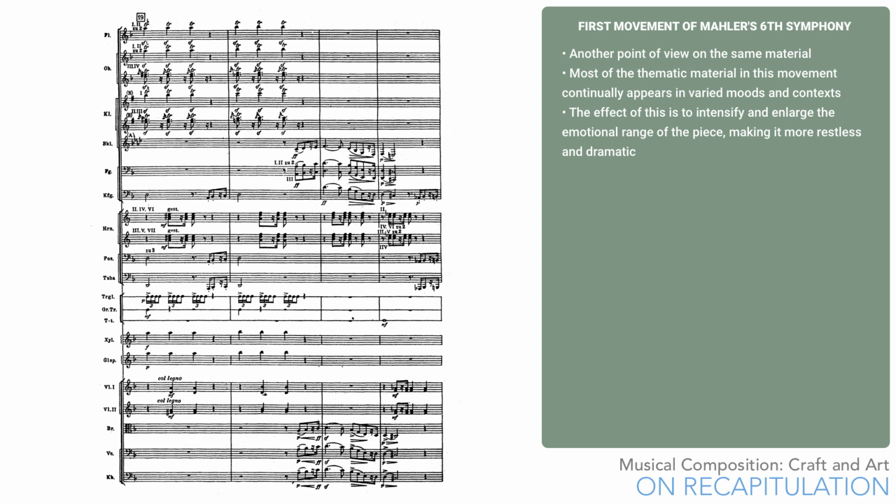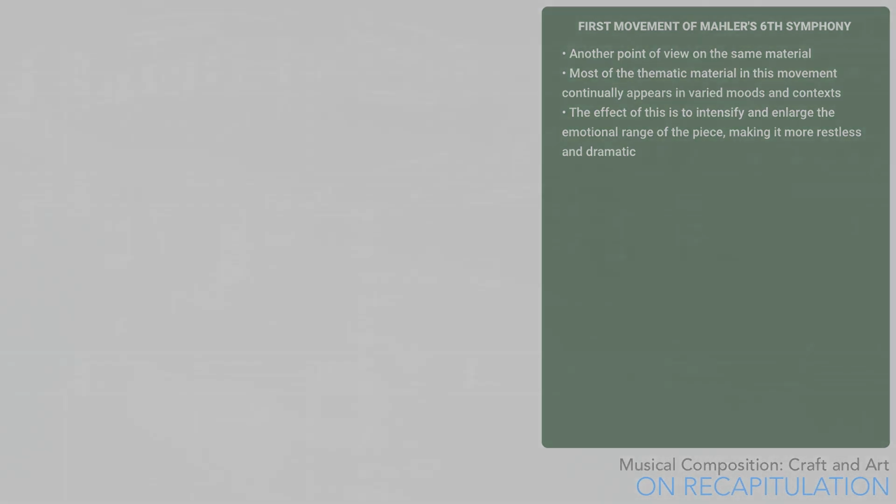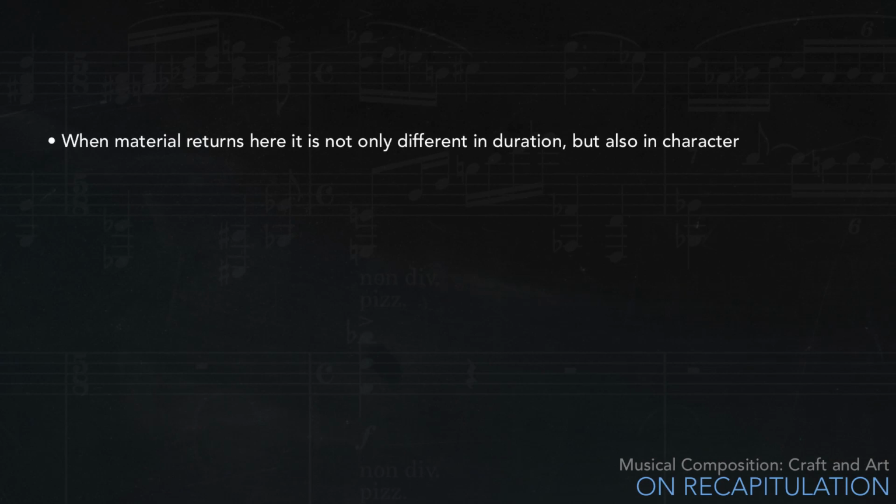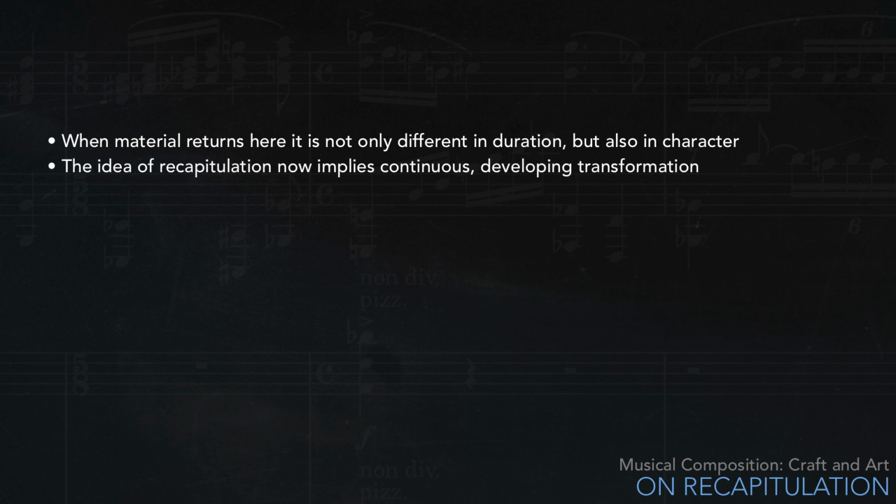This movement lasts about 18 minutes, and we can see why it needs to be so long, given all this emotional upheaval. If you examine the evolution of the other themes and motives in this movement, they are similarly developed and transformed. What's interesting about this is that, unlike, say, the Chopin Nocturne Opus 55 we looked at in our last lesson, material returns here not only different in duration, but also in character. In other words, the idea of recapitulation now implies more continuous, developing transformation. The form overall has become more dynamic and more dramatic.